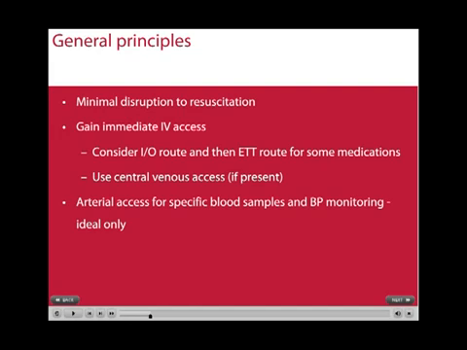Arterial access for specific blood samples and blood pressure monitoring is for ideal situations only, and time should not be wasted trying to obtain arterial access when more important actions need to be done, such as CPR, the drawing up of medications, and defibrillation.